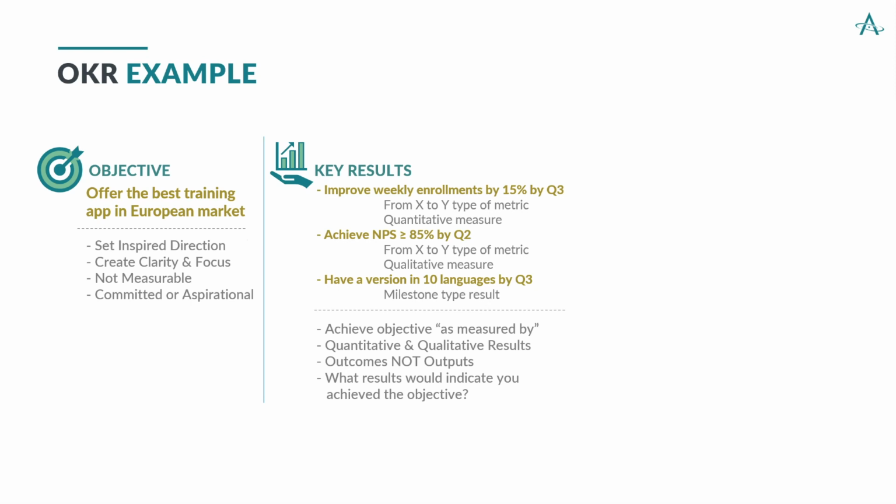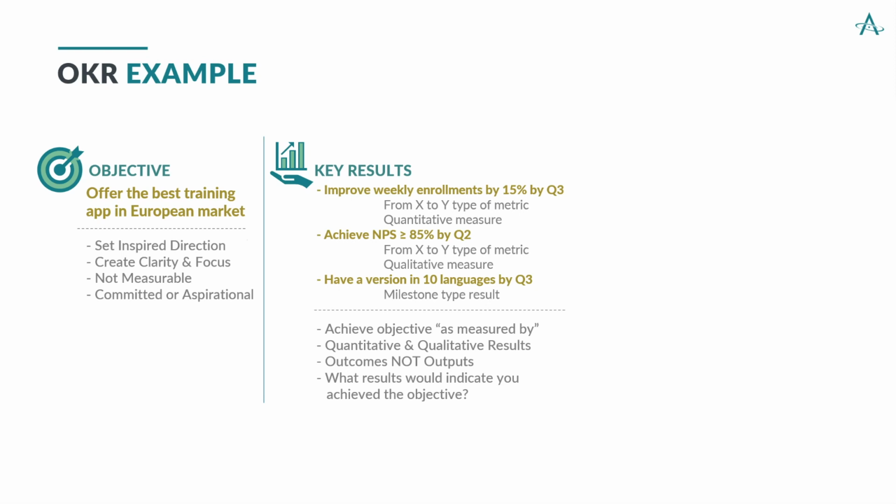Looking back at these key results, you'll notice the first one is what we call an X to Y type of metric, meaning move from one level of performance to another level. This is a quantitative measure, meaning it has to do with how many of something. Achieving a net promoter score, of course, is also an X to Y type of metric, but this is a qualitative measure, measuring the quality of our product. And then the last key result you see there is what we call a milestone type result. We're not looking at an analytic or metric. We're just saying something has to exist for us to be able to achieve our objective.